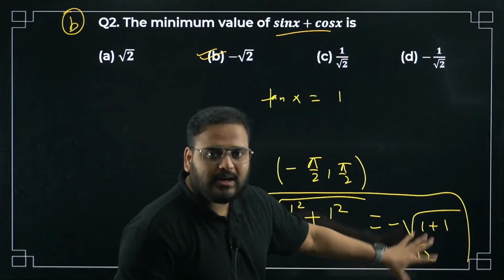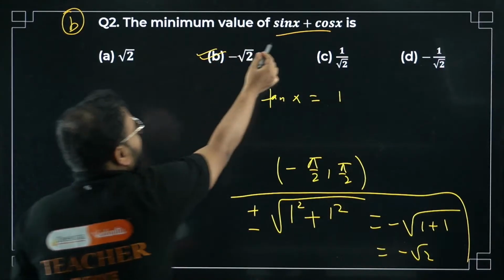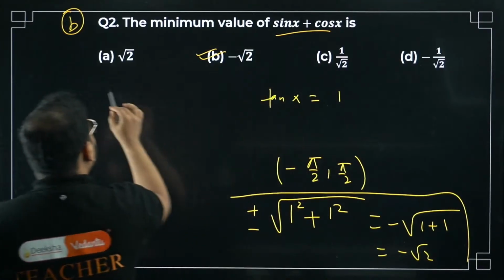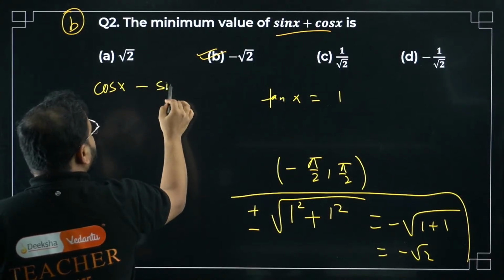If you don't like this approach, do one thing. Find the x value from there, and then put it back in this derivative. What is the derivative of that, bacha? It's going to be cos of x minus sine of x, no?